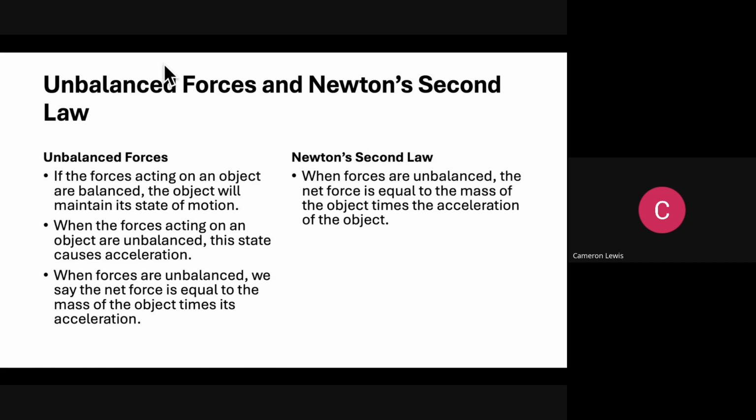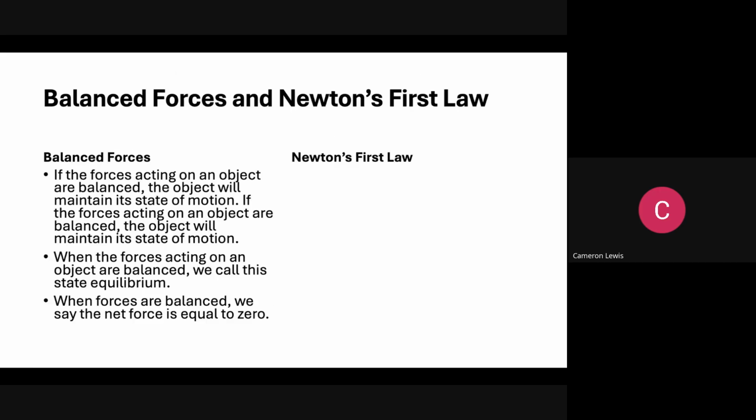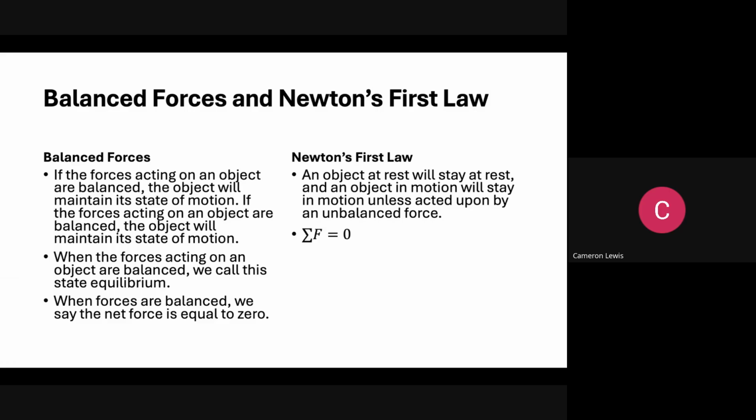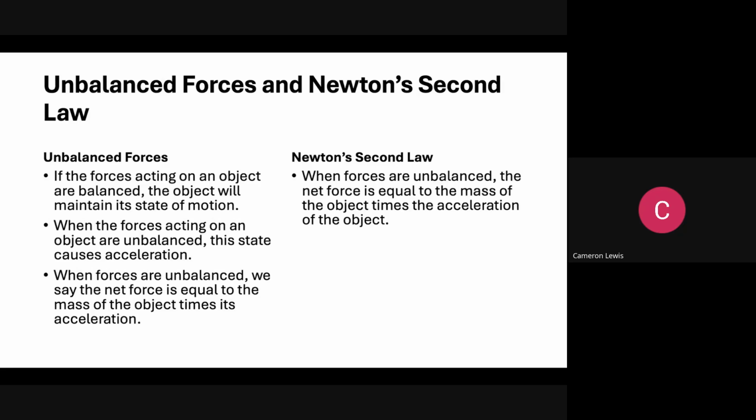Now, we said net force, sigma F. Last time, sigma F was equal to what? Zero. Now, sigma F is equal to what when it's unbalanced forces? Net force, and that's equal to what? This is Newton's second law. Read it in English: when the forces are unbalanced, the net force is equal to the mass of the object times the acceleration of the object. So now this sigma F is going to be equal to what?